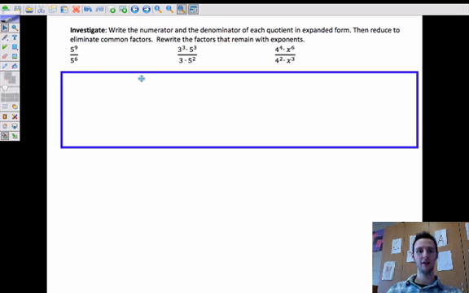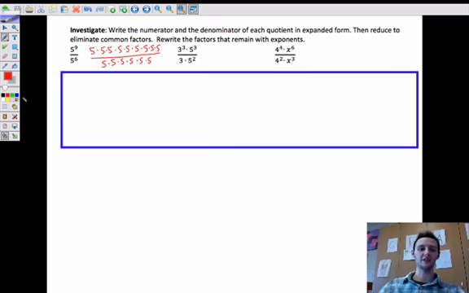Moving along. Write the numerator and the denominator of each quotient in expanded form, then reduce to eliminate common factors. Rewrite the factors that remain with exponents. Okay, so now what we can do is we have 5 times 5 up there, and 5 times 5 down there, so I can start to cancel these out. And I'm left with 5 times 5 times 5 on top, which is just 5 to the 3rd.